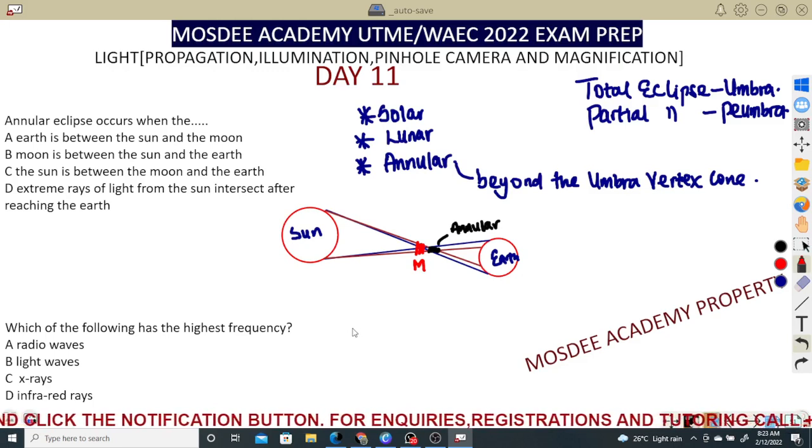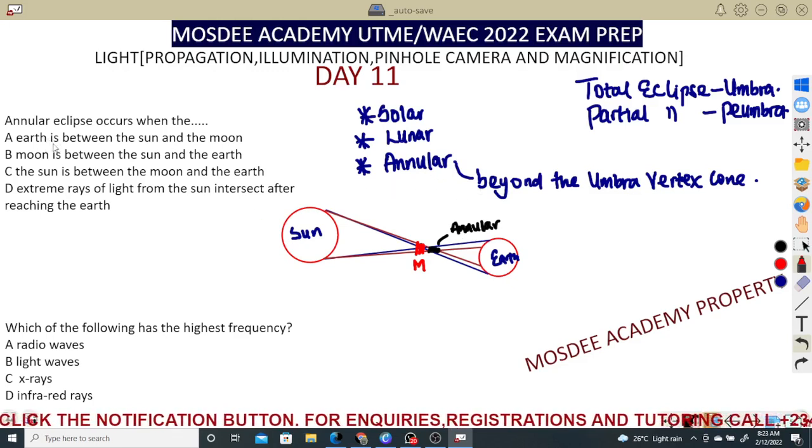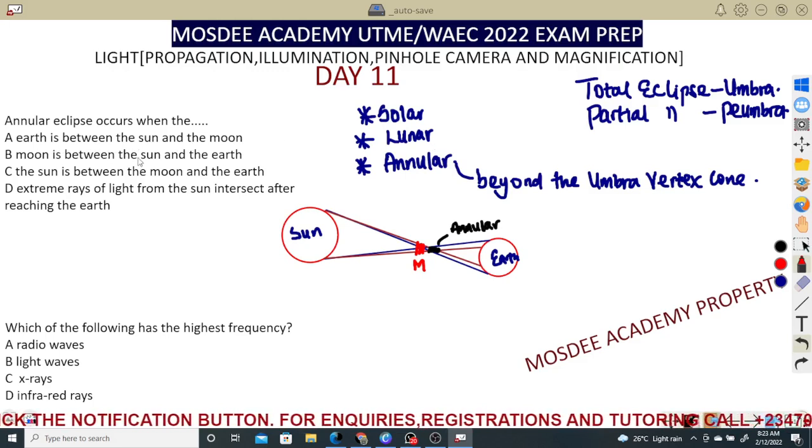So when the vertex line is beyond the umbra cone, it is called what? An annular eclipse. Now from here, look at this. In fact, if you don't have an idea, you can just read through the options and get your answers. Earth is between the sun and the moon, you know the type of that is lunar eclipse. Moon is between the sun and the earth, solar eclipse. The sun is between, it's not possible.